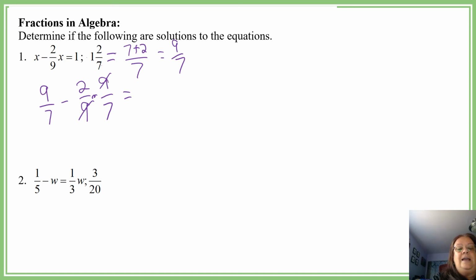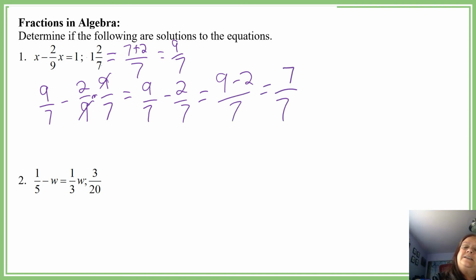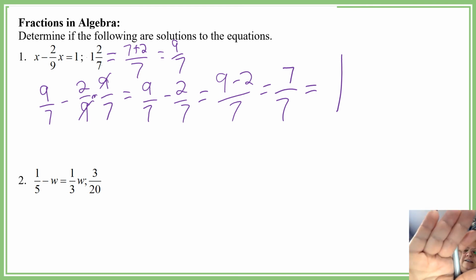So now I have 9 sevenths minus 2 sevenths, common denominator. 9 minus 2 over the 7. 9 minus 2 is 7. Any number over itself is 1. Woohoo! Okay, high five. There we are. Up to this hand. There we go. High five. High five. I'm really bad with where the camera is. Okay. Now we're working on number 2.